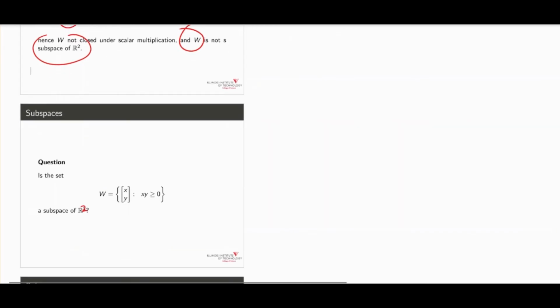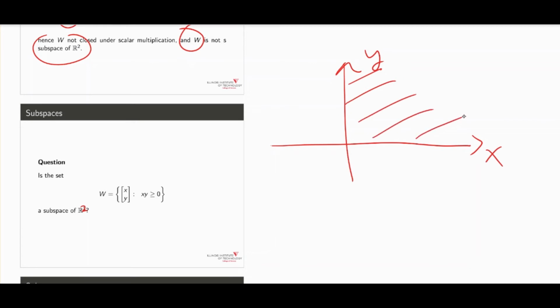How about this question right here? If you have another set, which is obviously a subset of R2, so you have Y and X, this is looking for all the X and Y where the product is non-negative. You will see that it basically will be all the elements in here. What do you think? Is this subset of R2, together with the usual addition operation and scalar multiplication, a vector space? Which means, will this W be a vector subspace of R2?